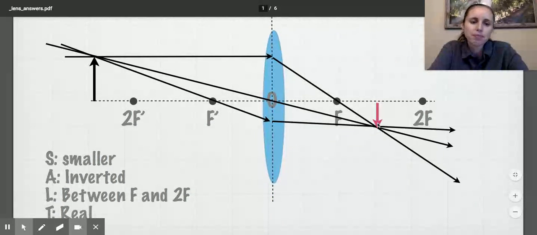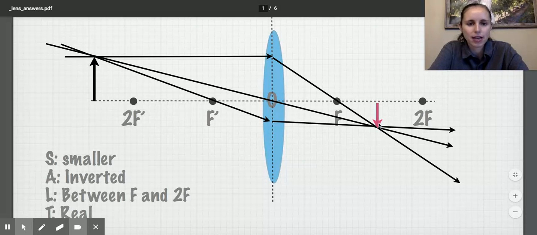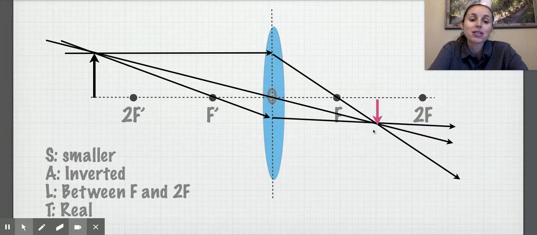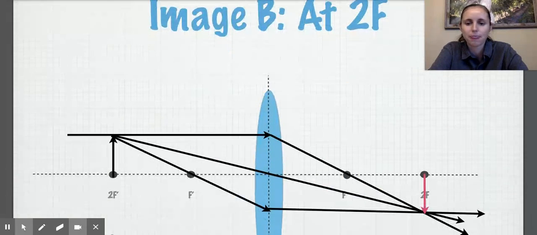For salt, if I compare my image to my object, my image is smaller, my image is inverted. The location I would say is between F and 2F, and this would be considered to be a real image. In a lens, a real image is anything that's on the opposite side of your object. Before I go on, you'll notice that salt here is actually the same for mirrors. If you were going to look at the salt for an object beyond C in a mirror, you're going to see the same salt. So it's going to be the exact same thing for lenses.